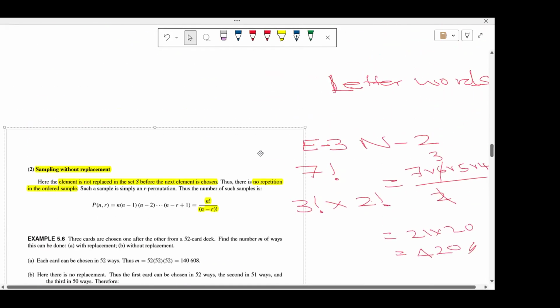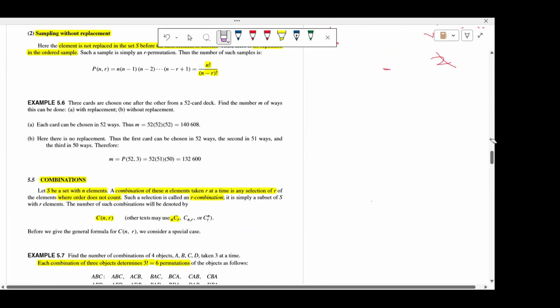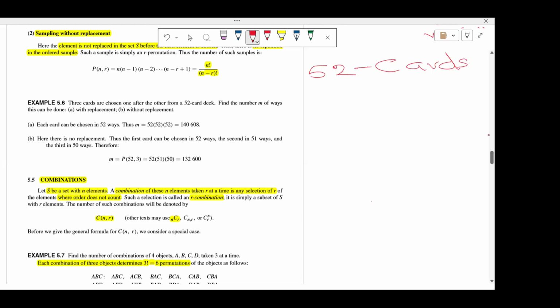Just look at this example. Don't look at the answers, just read the question. Three cards are chosen one after the other from a 52 card deck. Inside the card deck, 52 cards are there.